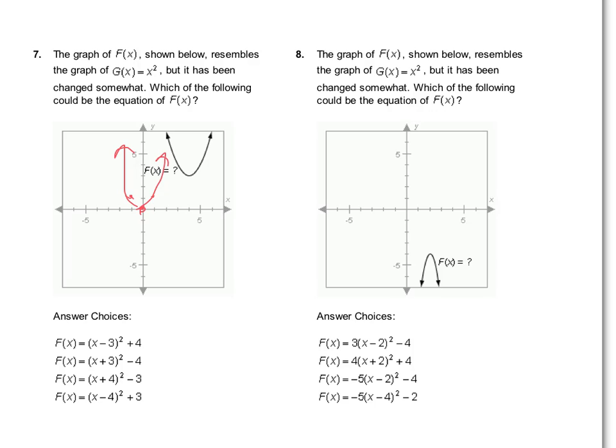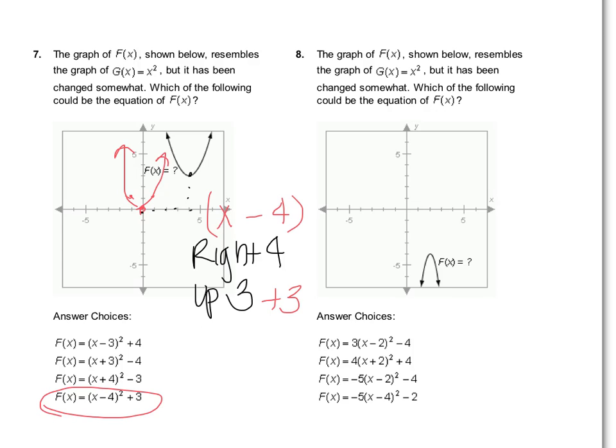It doesn't look like it got any narrower or wider, and we can look at our answer choices, and there's no numbers in front, so that we don't have to worry about. It just shifted left and right, and up or down. So we've got to figure out how much it shifted. So it looks like it went over 1, 2, 3, 4, so it shifted to the right 4, and then it went up 1, 2, 3. So if it went up 3, that means I need to add 3 on the end. If it went right 4, I need to minus 4 in the parentheses with x. And that would make my answer choice the last one, f of x equals x minus 4 squared plus 3.